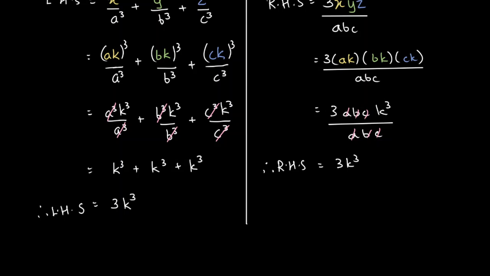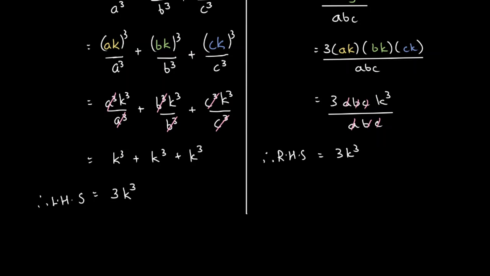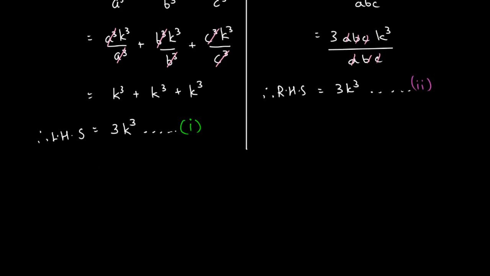Now we are in the final stages of the answer. Let's consider the LHS part to be the first equation, and let's mark our RHS as our second equation. So from equation number 1 and equation number 2, the left hand side is equal to the right hand side. Both of them are equal to 3k cube, and that's what we needed to prove.